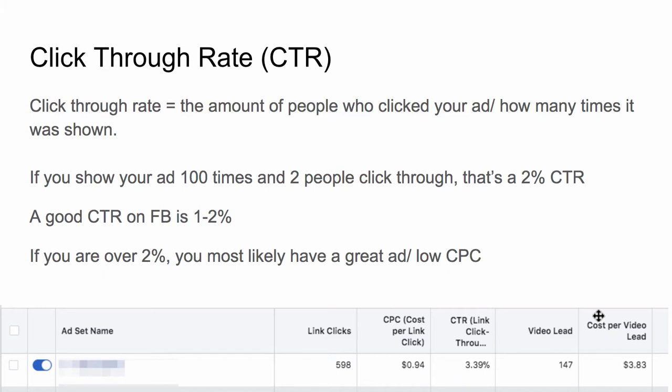So you can see down here in the dashboard, we see the link click-through rate on this particular campaign. It is 3.39%. That's an awesome click-through rate. And as you can see, leads and clicks are super cheap as a result. Because so many people are clicking on this ad, the audience is responding so well to it. We're getting leads for under $4, and we're getting clicks for under $1.